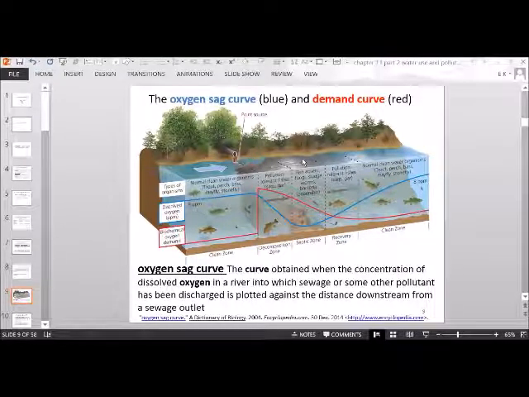A little bit further downstream, it says fish are absent, and you have fungus, sludge worms, and bacteria, which are anaerobic. This is your septic zone, and that is where your dissolved oxygen is the lowest. So that is your oxygen sag. That's because the bacteria are using up oxygen in the decomposition process. And because you have a lack of oxygen, you're not going to have fish living there.